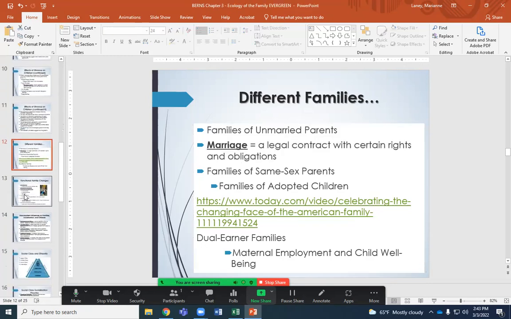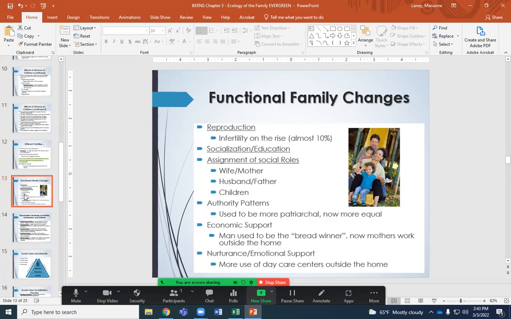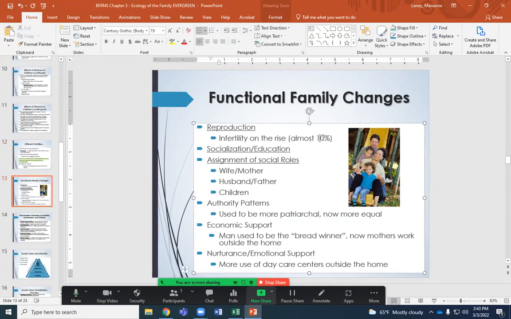Very, very sweet. We are going to get forward. We have about 15 minutes left for my next meeting. And functional family changes, infertility on the rise. This is almost 15% now, especially with stress. And they were kind of expecting a baby boom after COVID. There were plenty of babies born during COVID, but not a huge baby boom like we saw when GIs came back from the war in the 40s, huge baby boom. That's why they called them baby boomers.